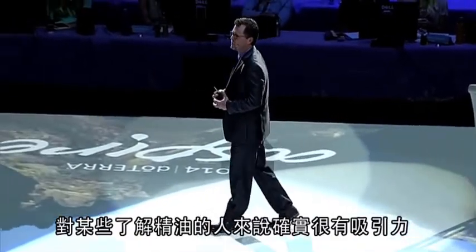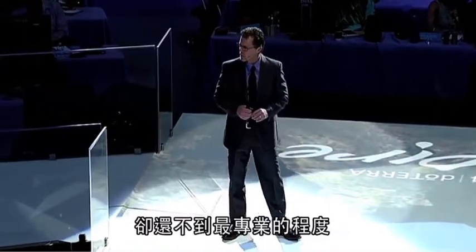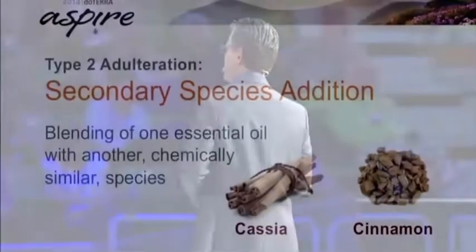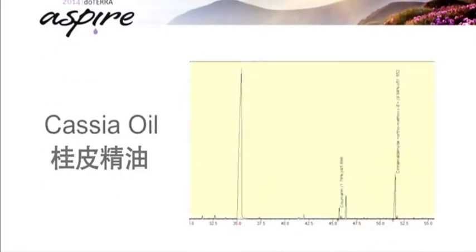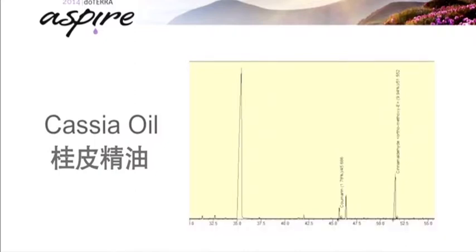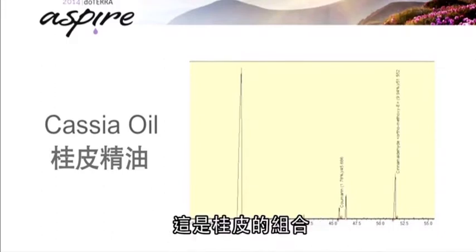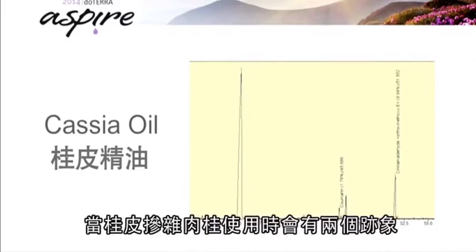And it's real tempting for people who know a little bit, just enough to be dangerous about the chemistry of essential oils, to say, oh, well, cassia, cinnamon bark, they smell really close. We can blend these together, no one's going to find out. The problem with that is if you know the chemistry of these oils, even though, yes, cassia and cinnamon bark both have their main component as cinnamic aldehyde, which is the largest peak you see there. That's for cassia. Cassia has 2 dead giveaways when it's used to adulterate cinnamon bark.